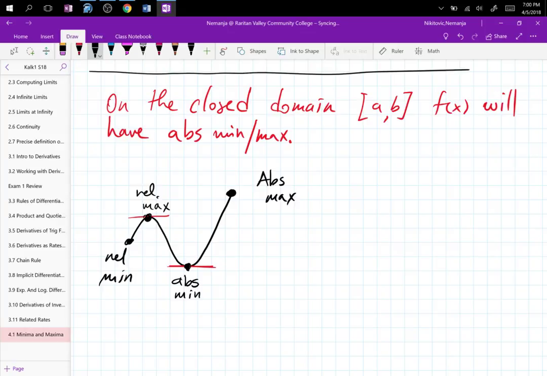So what do we learn from this graph? When you are on the restricted domain, when you are on the closed interval a to b, your absolute max and absolute min have to be somewhere. Now, they can be either on the endpoint or on one of the things inside, right? One of the critical points.